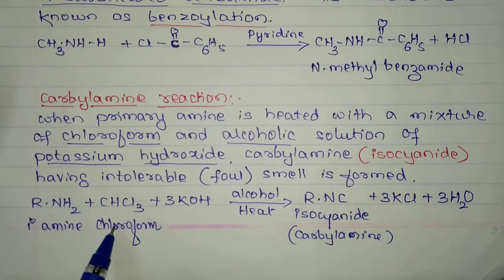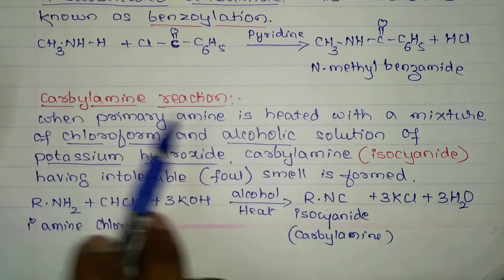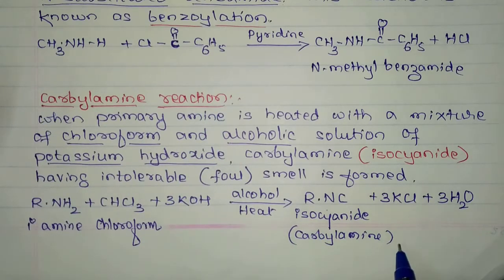Primary amines react with chloroform and an alcoholic solution of potassium hydroxide to give isocyanides having an intolerable or foul smell. This reaction is known as the carbylamine reaction.